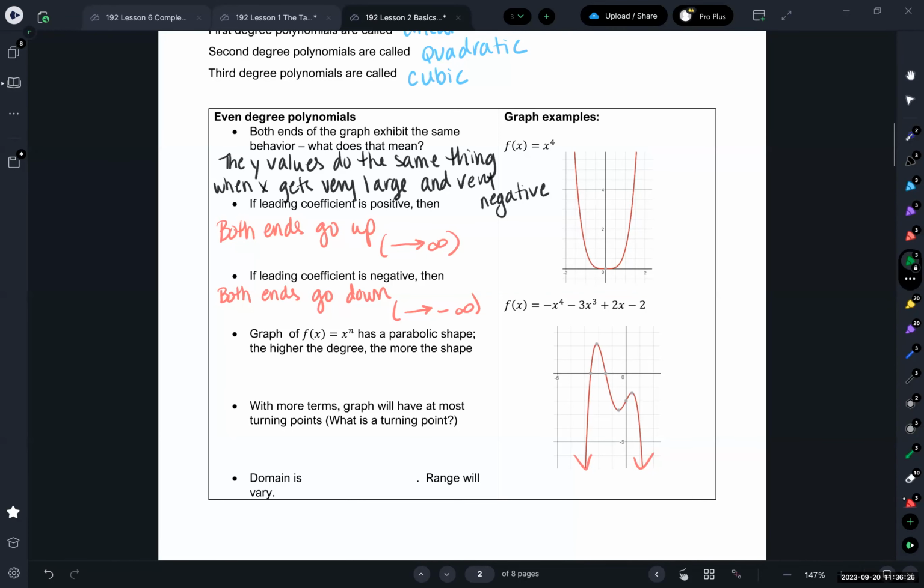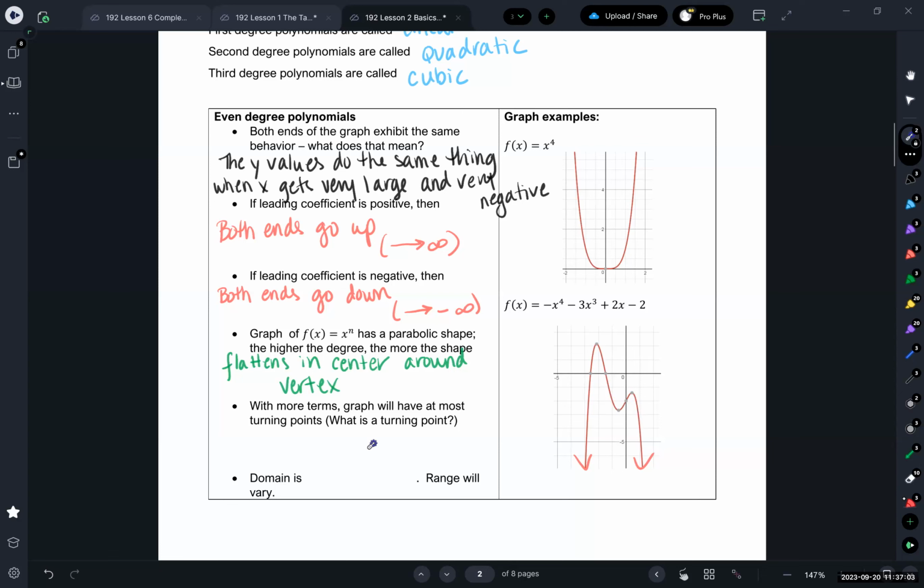So we're just going to describe that here. The higher the degree, the more the shape flattens in the center around the vertex, which is 0, 0. But you'll notice when you add terms, like you did down here, it's not just an x to the fourth. Now I have other terms. You start to get places where the graph switches, goes up, then turns and comes down, then goes back up, etc. And so those are called turning points.